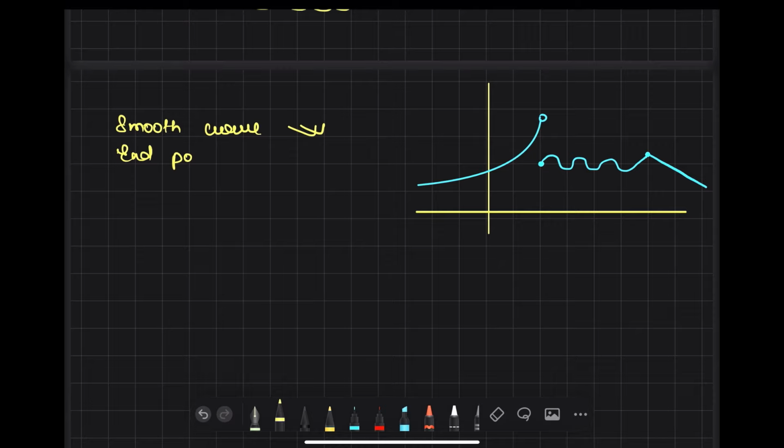Okay, now end points, look at this. If I ask you to drop a tangent, you will say this may be the tangent, this may be the tangent, and there you can drop infinite tangents over here. But this is wrong, and this point is also problematic. So at an end point you cannot drop a unique tangent, so it is not differentiable at an end point.